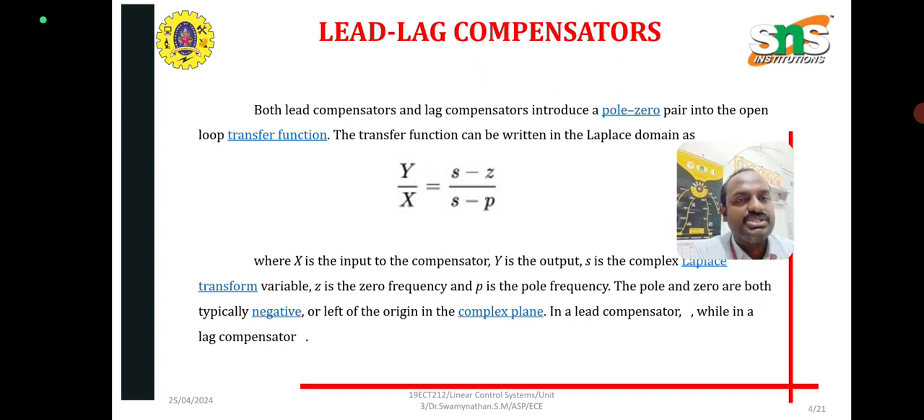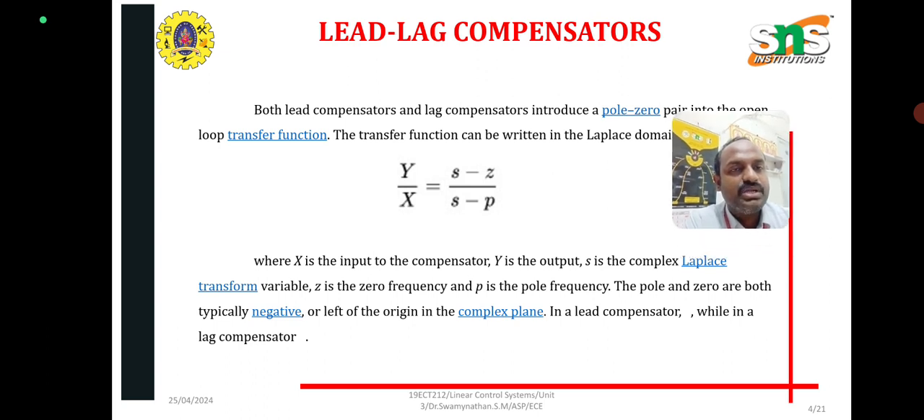In the lead lag compensator, the pole zero function, the transfer function, can be written as y divided by x is equal to s minus z divided by s minus p. That is nothing but zeros divided by poles. x is the input to the compensator and y is the output. s is the complex Laplace transform variable. z is the zero frequency, p is the pole frequency.